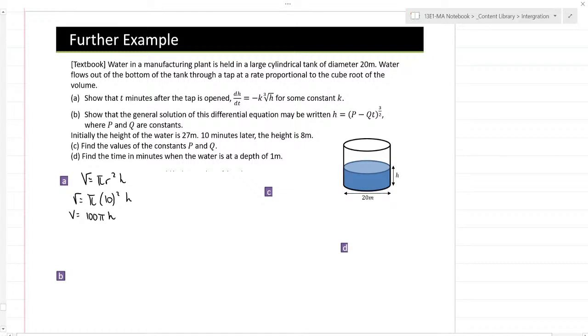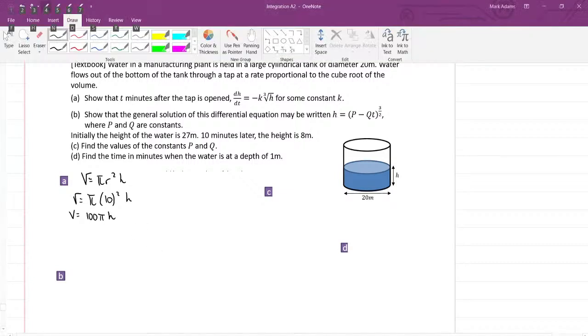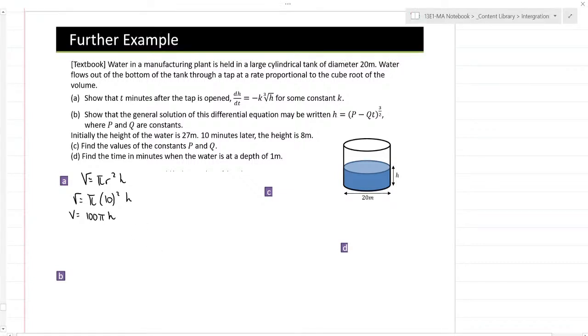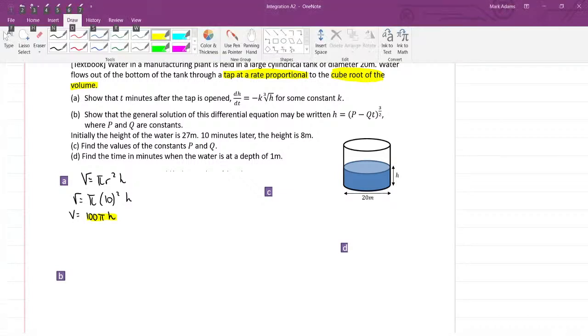So then we've got to think about what the sentence says. Okay, so I'm going to highlight this. Water flows out the bottom of the tank at a rate. So there we're seeing the rate. So this is the rate of volume flowing out, which is proportional to the cube root of the volume. And we know that the volume is equal to 100 pi h. So the next stage of this is we need to form an equation for that.